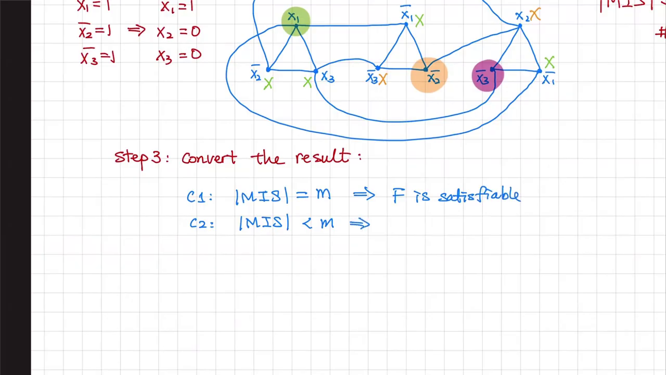Now, if it's less than M, that means there must exist some triangle where you're unable to select any. Now, if there exists a triangle that you cannot select any vertex, that means that corresponding clause is not satisfiable. So that means all the variables are 0. You are not able to assign 1 to it. Then, if any one of the clauses is 0, then the whole formula is false. Then the formula is unsatisfiable.